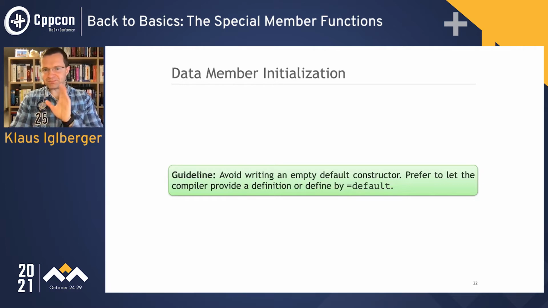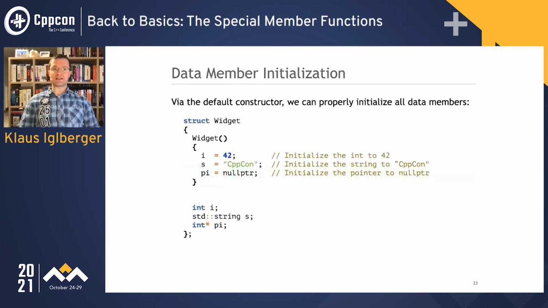But of course, it could be that you want to initialize the object to a specific state. So let's assume that we need the value 42 for the integer. What else? That we need CppCon for the string. Again, what else? And I don't have a particularly clever value for the pointer. Let's say we use nullptr.